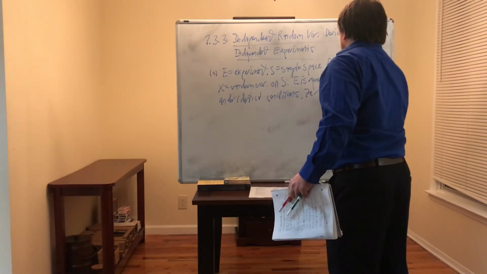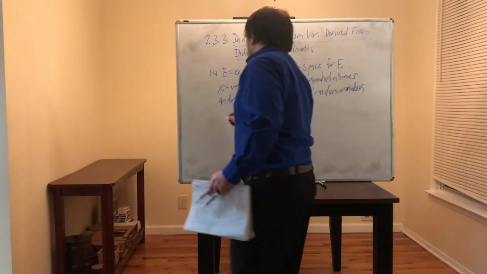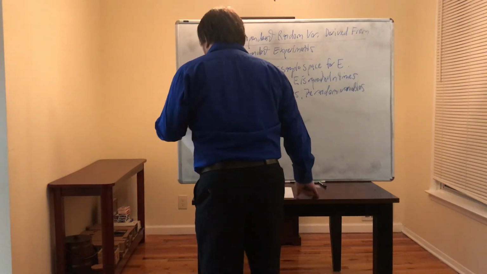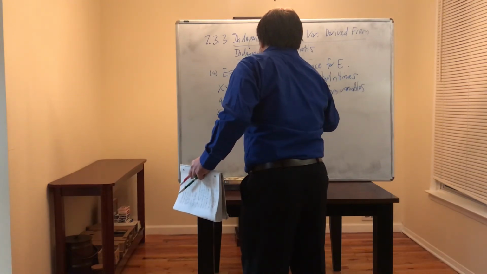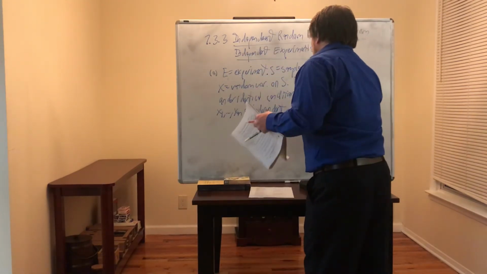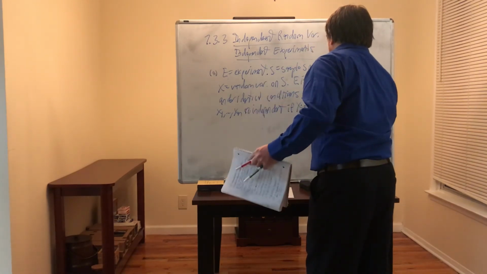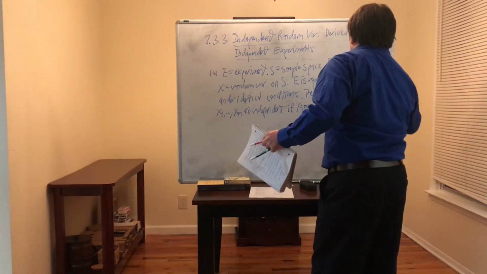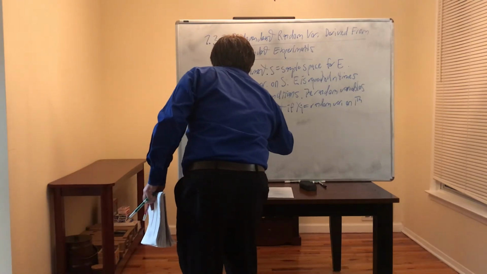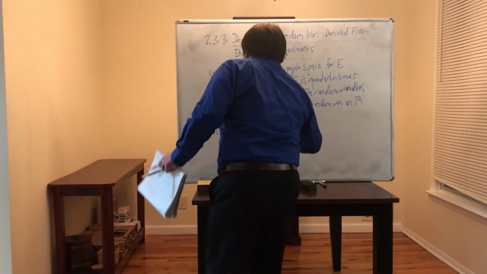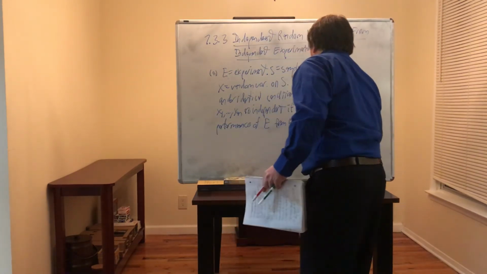The random variables x1 to xn are independent if x sub I is equal to a random variable on the ith performance of E, from 1 less than or equal to I less than or equal to n.